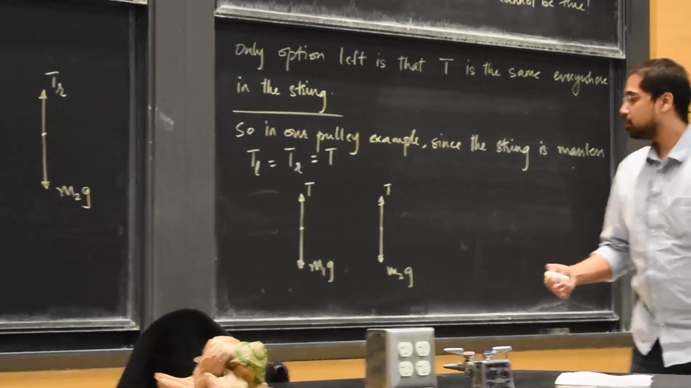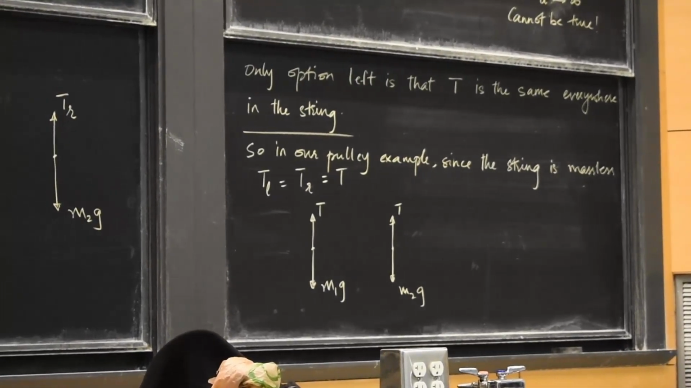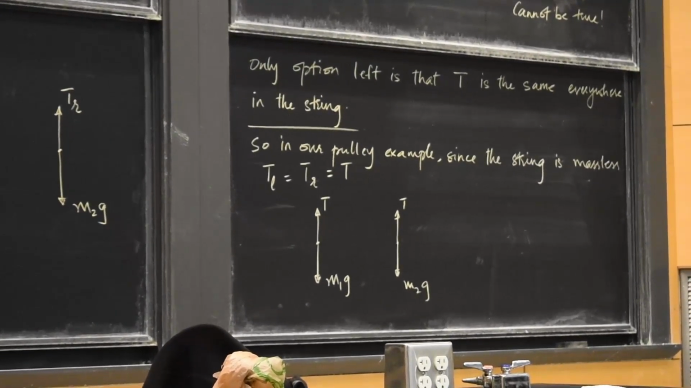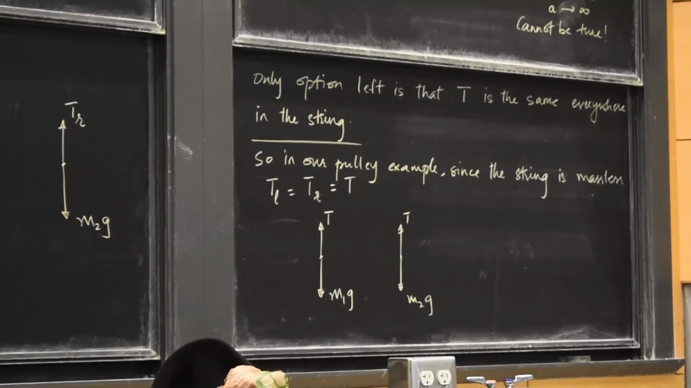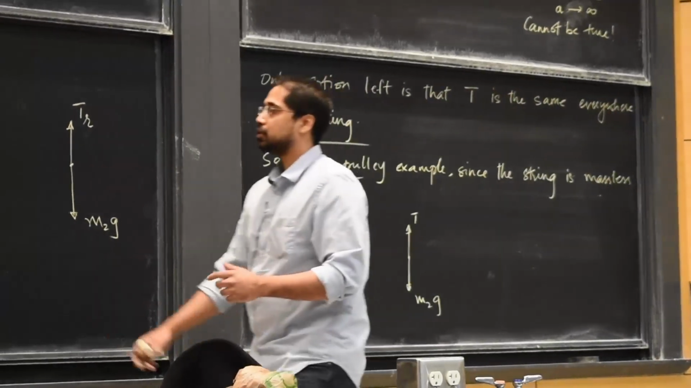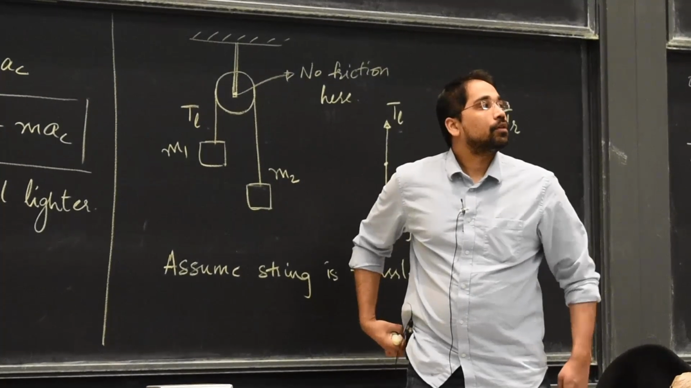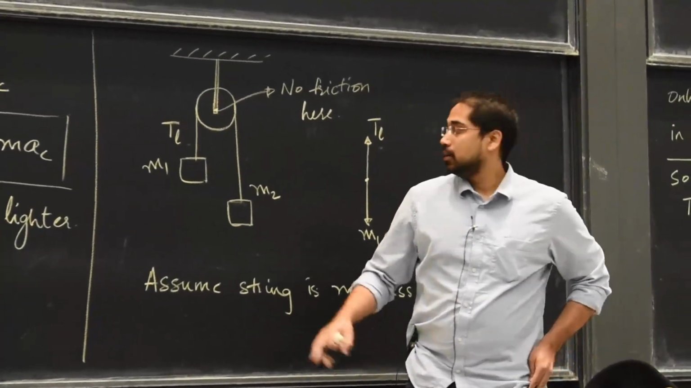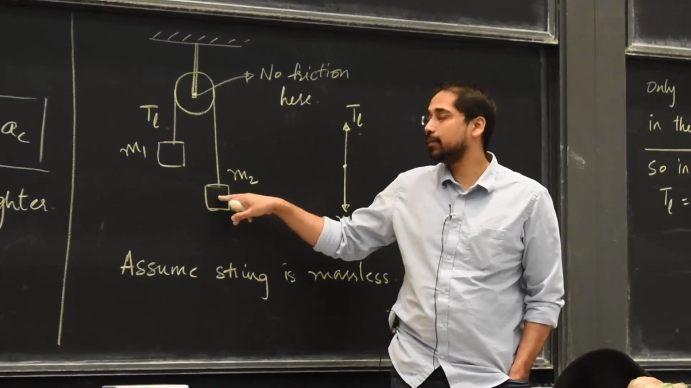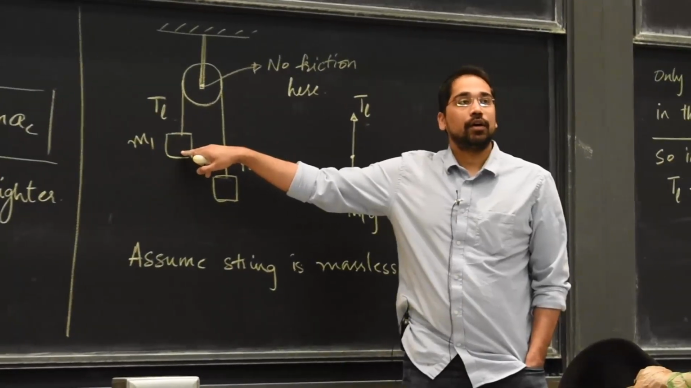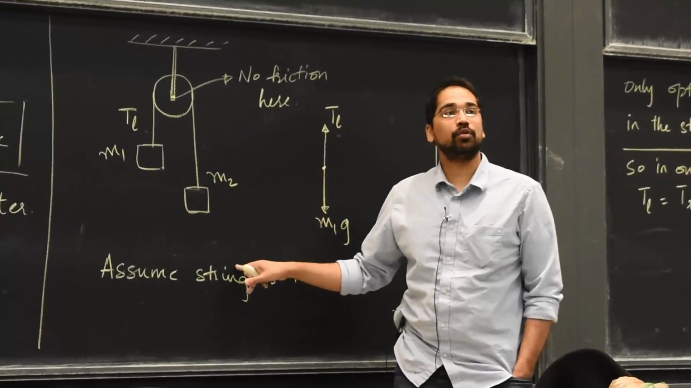Now imagine M1 and M2 are not the same. One is a larger block, one is a smaller block. If I tell you that M2 is larger than M1, which of these blocks rises up and which goes down? The heavier one goes up or goes down? Should go down, right? So if I tell you that M2 is heavier than M1, I can safely assume that M2 goes downwards, yes?